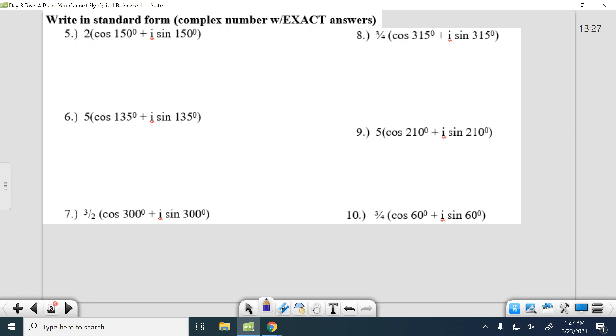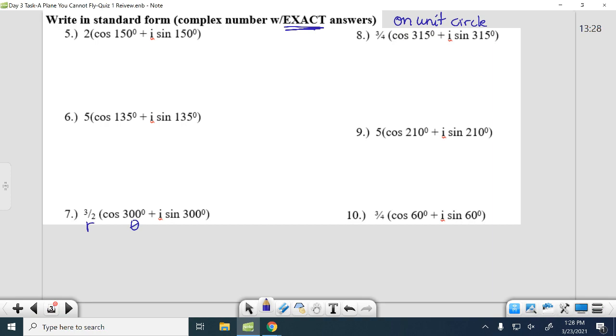Why not? So we are in trig form or polar form, and I want to convert to a complex number with exact answers. That means these answers are going to be on the unit circle. So you've got to remember all of your stuff around the unit circle. All right, so in example 7, we have 3/2 as our r value. Theta is 300 degrees.